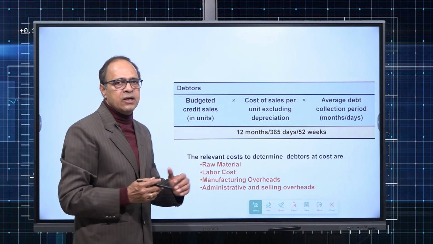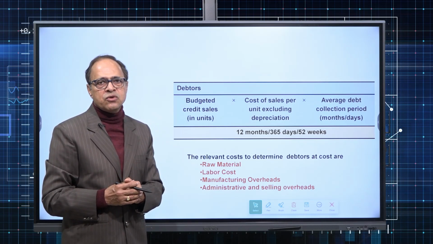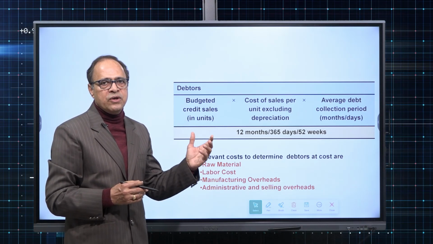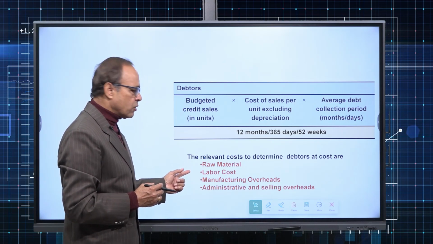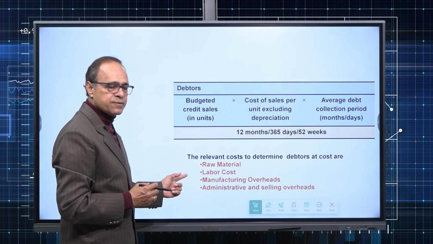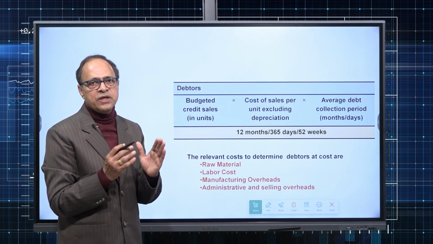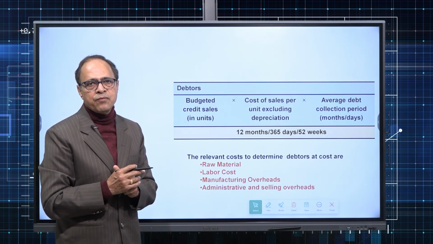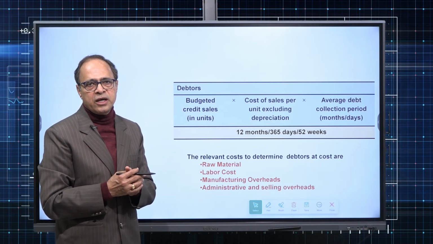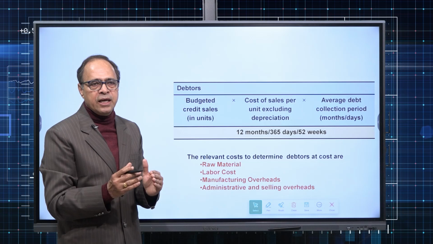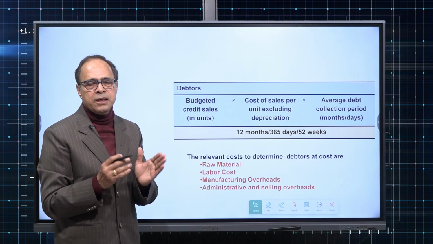Now, what is the relevant cost for estimating the cost of every one unit which has been sold? It will comprise raw material, labor cost, manufacturing overheads, and administrative and selling overheads. So it becomes the total cost of each unit sold in the market, whether you sell it for cash or credit, but total cost will comprise these four elements. Now remember, again I am telling, we have to exclude the depreciation while estimating working capital requirement.